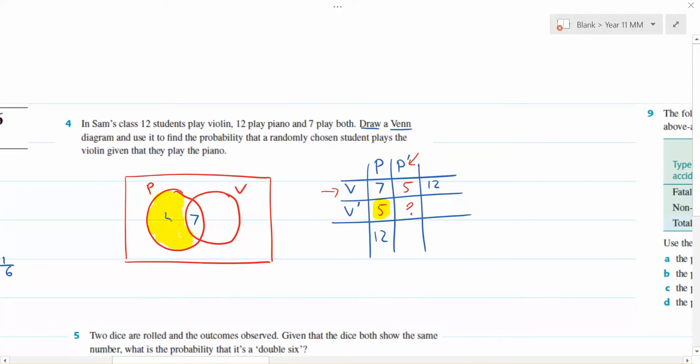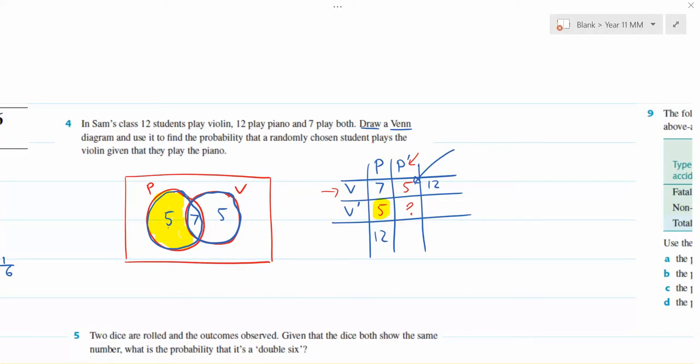So they asked me to draw a Venn diagram. I got 5 there, and I also know the number of people who play violin but not piano is 5 there, which makes sense. 5 plus 7 for this circle here gives you 12, and if you look at the V circle, 7 plus 5 is also 12, and that fits in with what I have.